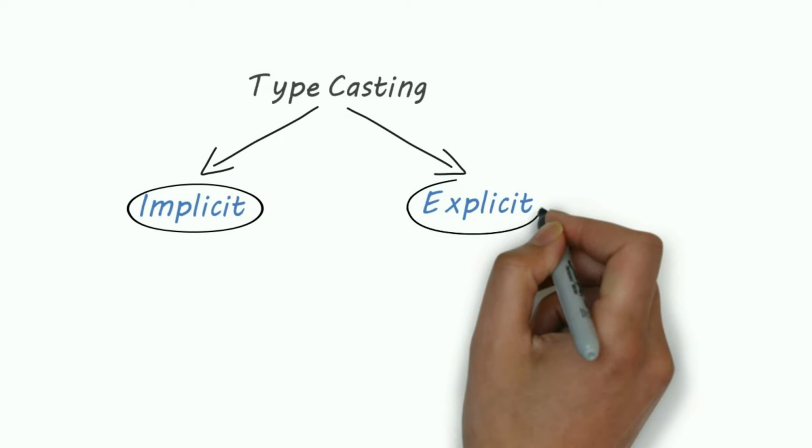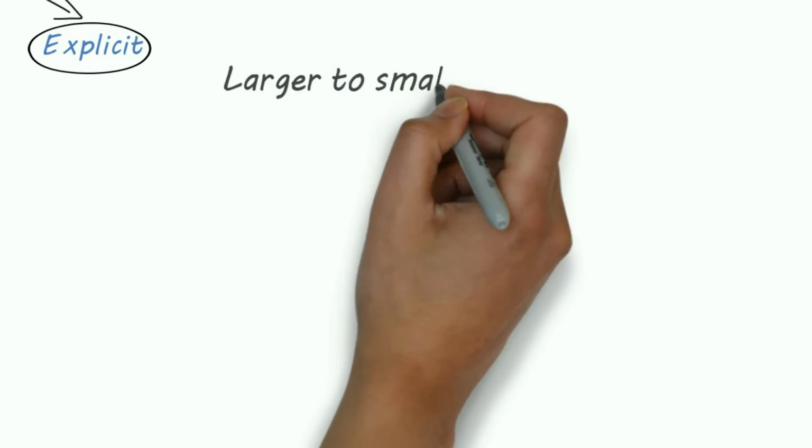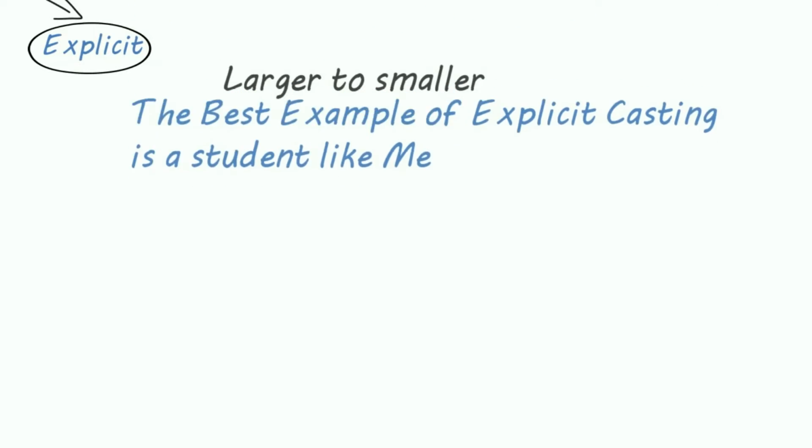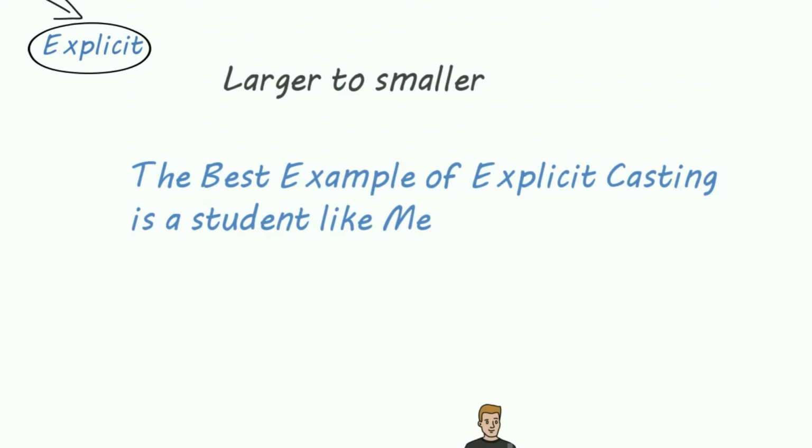Now, the next type is explicit casting. Explicit casting means larger to smaller. The best example of explicit casting is a student like me.